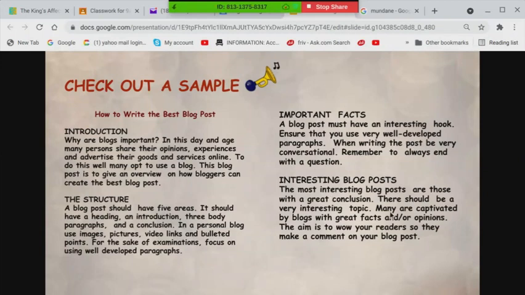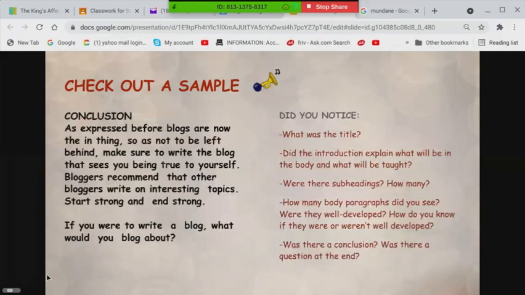So notice the developing paragraph here. The most interesting blog posts are those with a great conclusion. There should be a very interesting topic. Many are captivated by blogs with great facts and or opinions. The aim is to wow your readers so they make a comment on your blog post. All right, so we're just exiting the body paragraph.